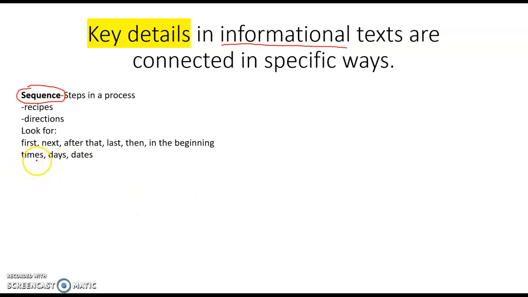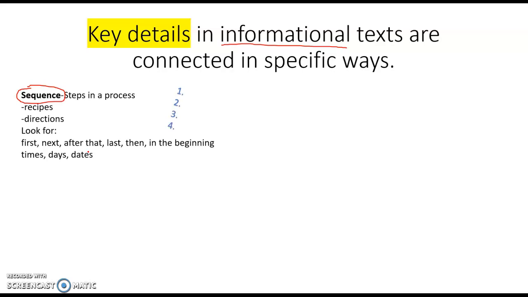You might also see times. At 3:30, I get on the bus. At 3:45, I get off of the bus. At 3:50, I eat a snack. At 4 o'clock, I do my homework. So you might see times telling the sequence. You might see days. On Monday, I have art. On Tuesday, I go to music. You might also see dates. So we might see the date that something happened.